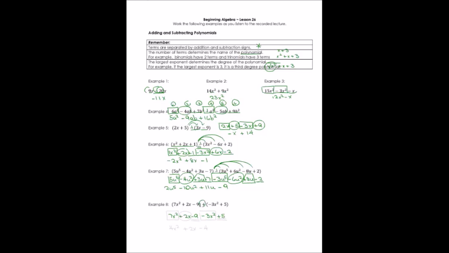So now that I have it all written down together, I'm looking for terms that are alike. The x squareds, 7x squared minus 3x squared is 4x squared. And then I look to see, do I have any terms that have just plain old x? We'll only have one. So it doesn't have to be added to anything. I just bring it down. And then I'm looking for numbers. Well, I have a negative 9 and a positive 5. So I'll subtract those and keep the sign of the larger. And my answer, 4x squared plus 2x minus 4.